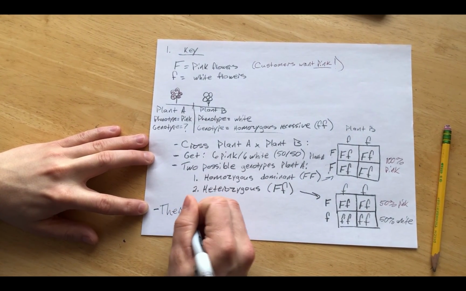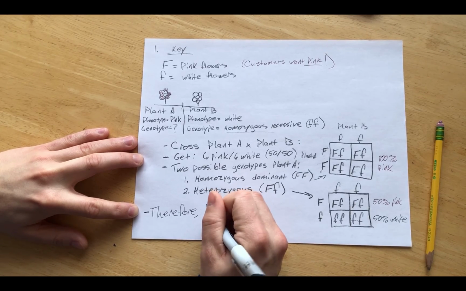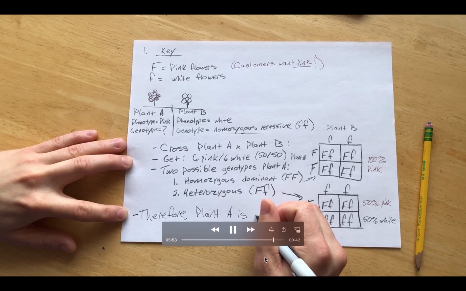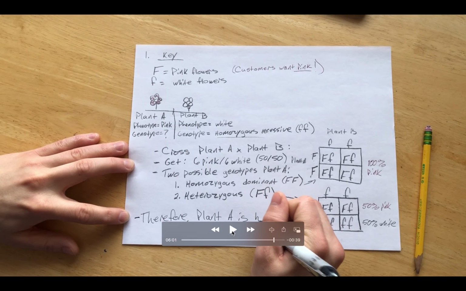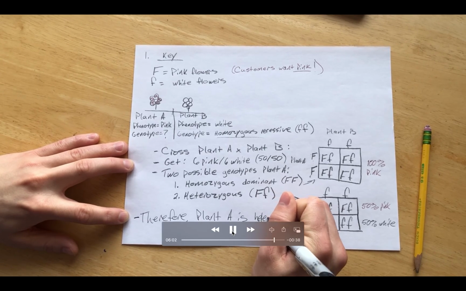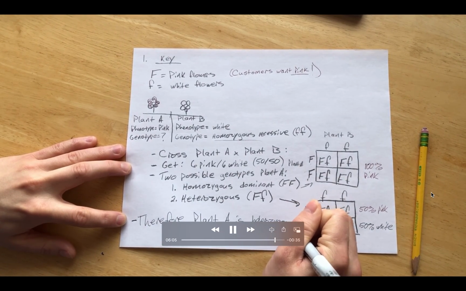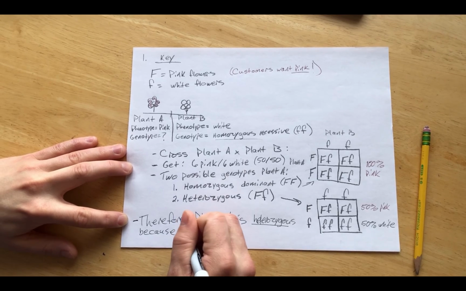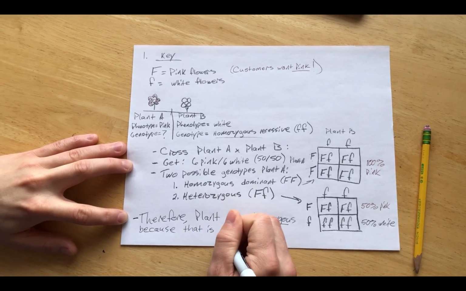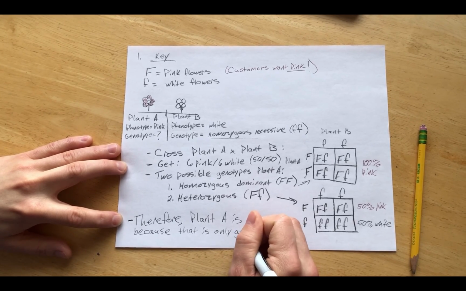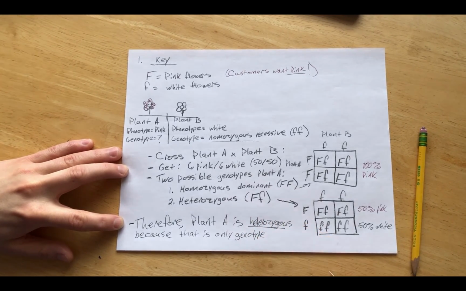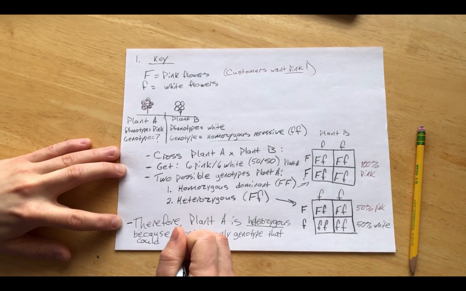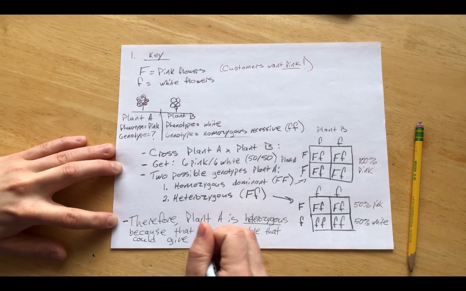Putting all of that together, we know the genotype of plant A. We know that the genotype of plant A is, what do you think? Hopefully you said heterozygous. Plant A is heterozygous because that is the only way that can give 50% pink and 50% white plants in the next generation. That's the only genotype that will result in that 50-50 ratio that we were originally looking for after doing the test cross.